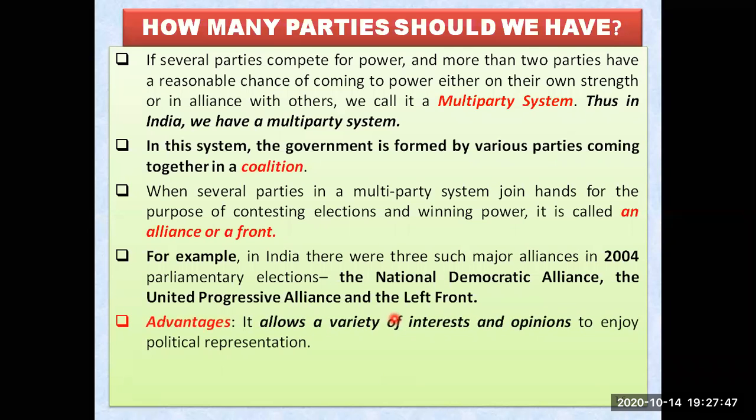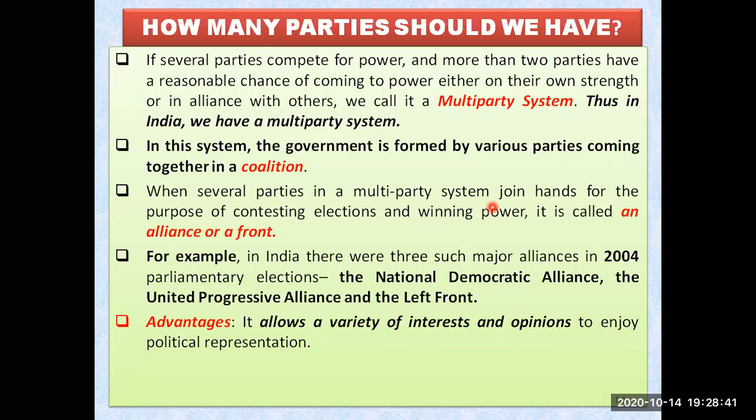2004. Now let us see what are the advantages of a multi-party system. Kya advantages ho sakta hai? It allows a variety of interests and opinions. Means because you can see over here that three parties or more than three parties are joining together, five, maybe six, maybe 10 parties are joining together. So there will be a variety of interests as well as opinions while taking a political decision or while taking a decision on behalf of the people of the country. So they will take care of different views and opinions or the interests of different people so that someone must not be hurt. Someone must not be disadvantaged with any particular decision. So that is a great advantage of a multi-party system, that a variety of interests and opinions can be clubbed together, can be discussed together, and then they can take decisions.